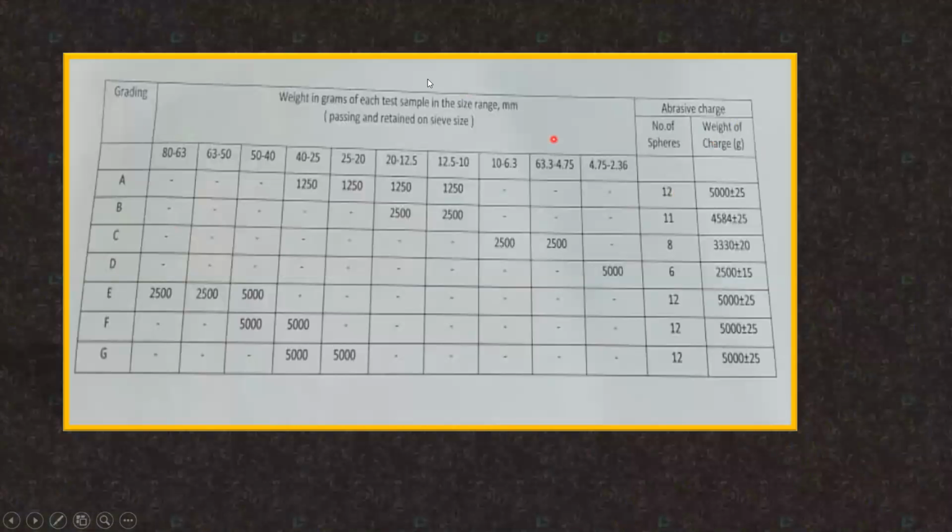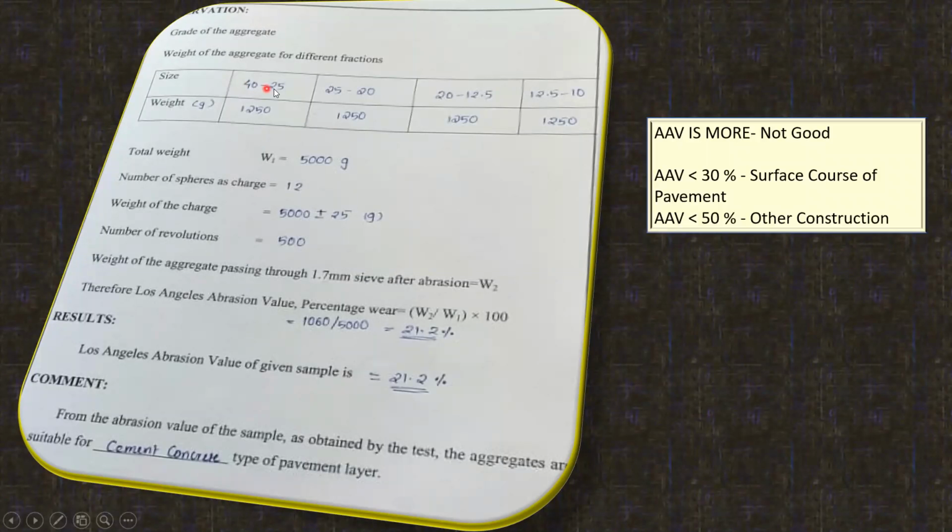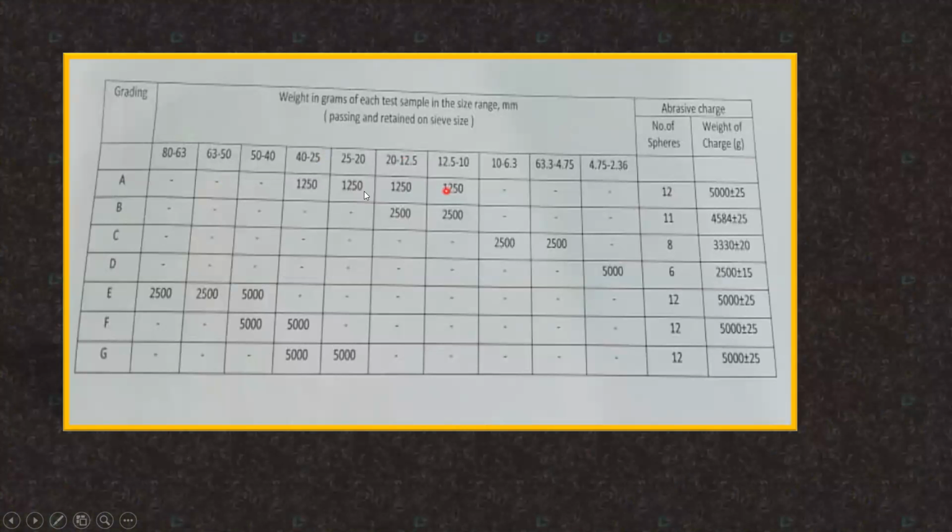See, this is the table you get. If you go back, our aggregate size is 40 to 25. Then we have taken 25 to 20 size of aggregate, and 20 to 12.5 size of the aggregate. What is the weight that is given? 1250, 1250, 1250, and 1250. The same you can see here: 40 to 25, 25 to 20, 20 to 12.5, and 12.5 to 10, 1250 each. So the total comes out to be how much? 5 kg. Those things you are going to take from here.